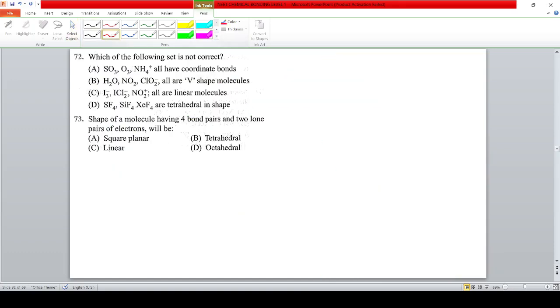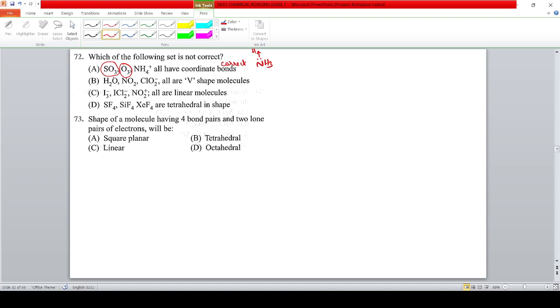72. Which is not correct. Okay. SO3. Yeah. Coordinate bond is there. Ozone, coordinate bond is there. Ammonia, NH3. This nitrogen is giving its electron to hydrogen. That is by coordinate bond. So this is correct. Option A is given correct.